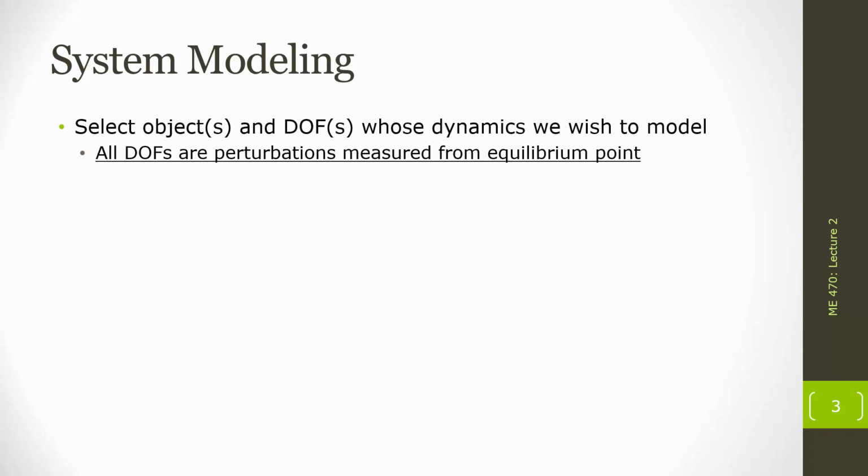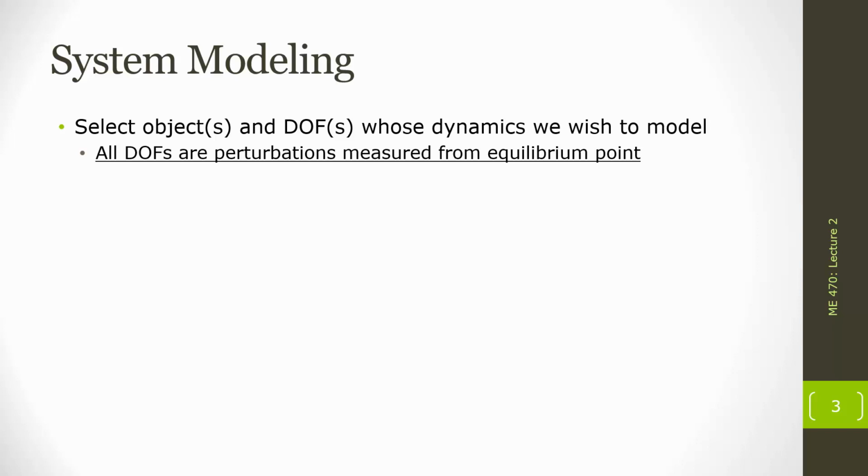So how do we model our dynamic systems? First, we're going to need to select the objects and our degrees of freedom whose dynamics we wish to model. And as we saw in system dynamics, all the degrees of freedom are going to be perturbations measured from an equilibrium point. So when our system is at rest, there are no velocities or accelerations. That's going to mean that all of our degrees of freedom, whether they are linear measurements or rotational measurements, are going to measure 0. Then we start moving and we see, are they to the right or the left, positive or negative, up or down, clockwise, counterclockwise from those equilibrium positions.